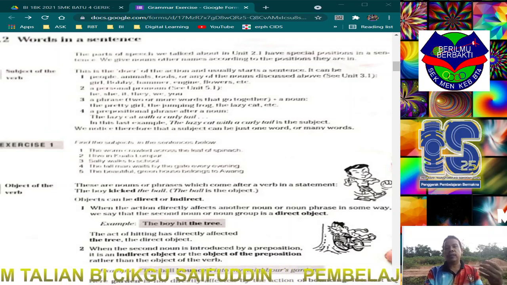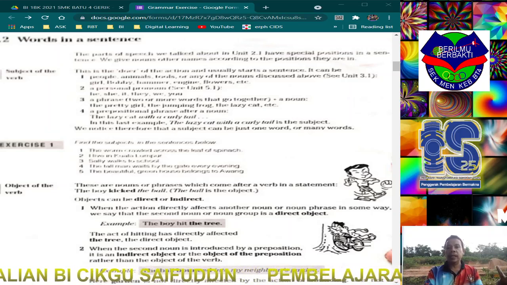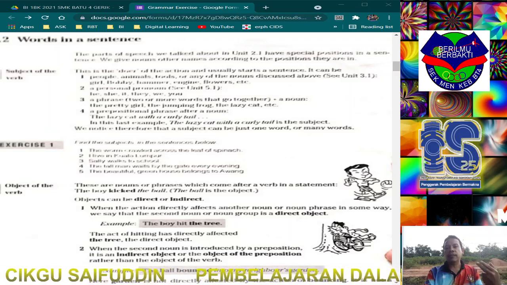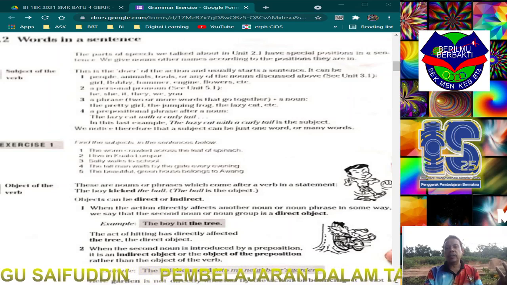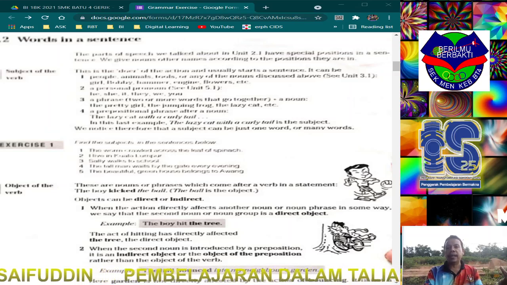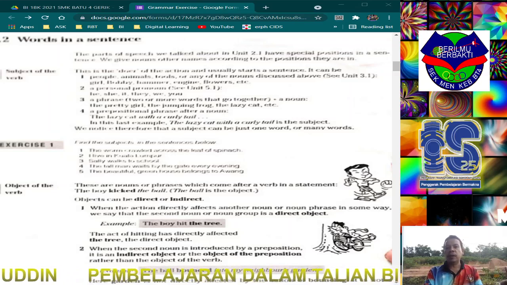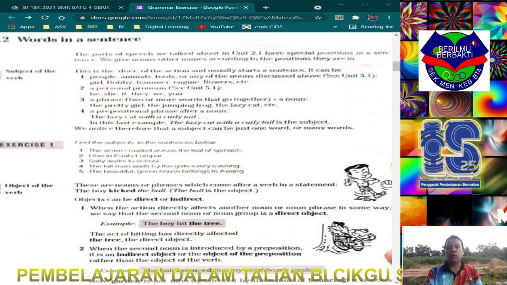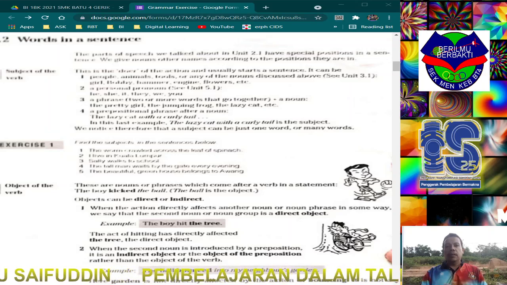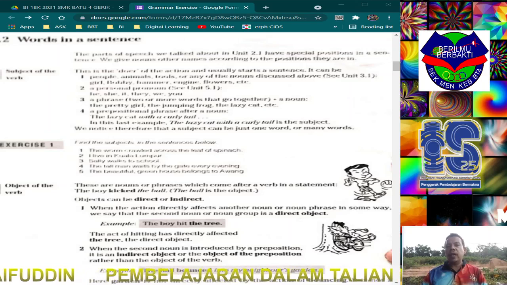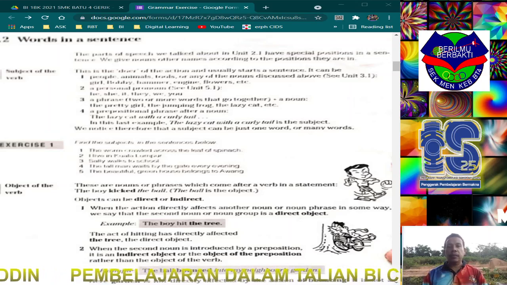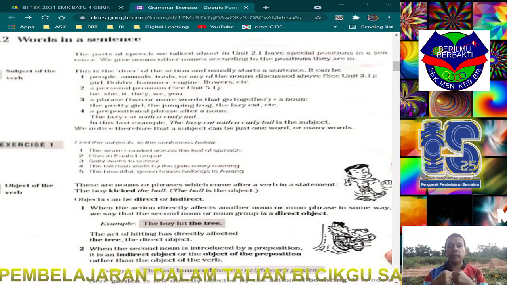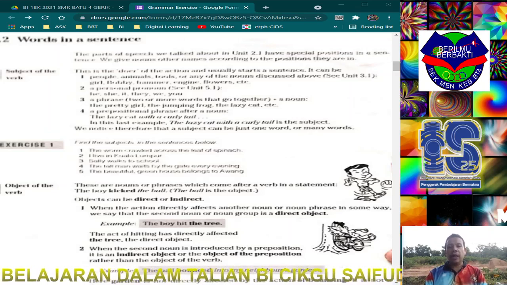And then the second one is the personal pronouns: he, she, it, they, we, and you. And the third one is a phrase: the pretty girl, the jumping frog, the lazy cat, etc. Or a prepositional phrase after a noun: the lazy cat with a curly tail, and so on. So, every sentence actually will start with the subject. For example, I go to school. So, I is the subject of the verb.